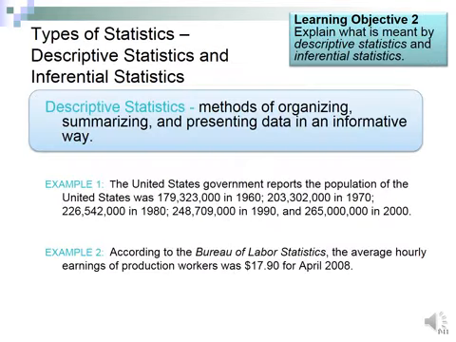There are two types of statistics, descriptive statistics and inferential statistics. Let's talk about descriptive statistics first. And notice when I read this definition, you'll see some more of those ing words. Descriptive statistics, we're basically trying to describe data. So these are methods of organizing, summarizing, and presenting data in an informative way. So we're just taking the information and organizing and presenting it. We're just describing something. So look at example 2 on the screen. According to the Bureau of Labor Statistics, the average hourly earnings of production workers was $17.90 for April 2008. That's a statistic.